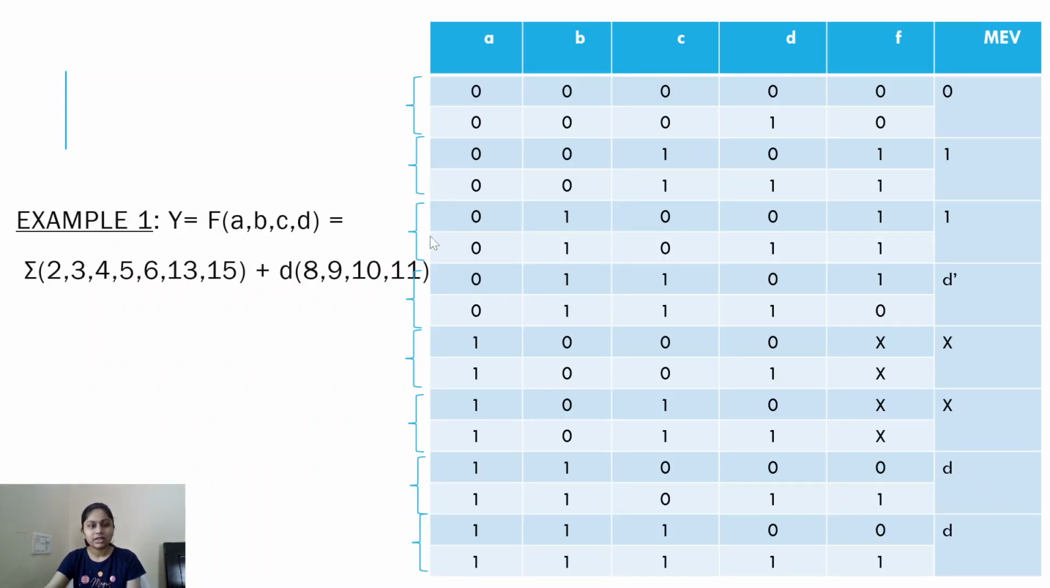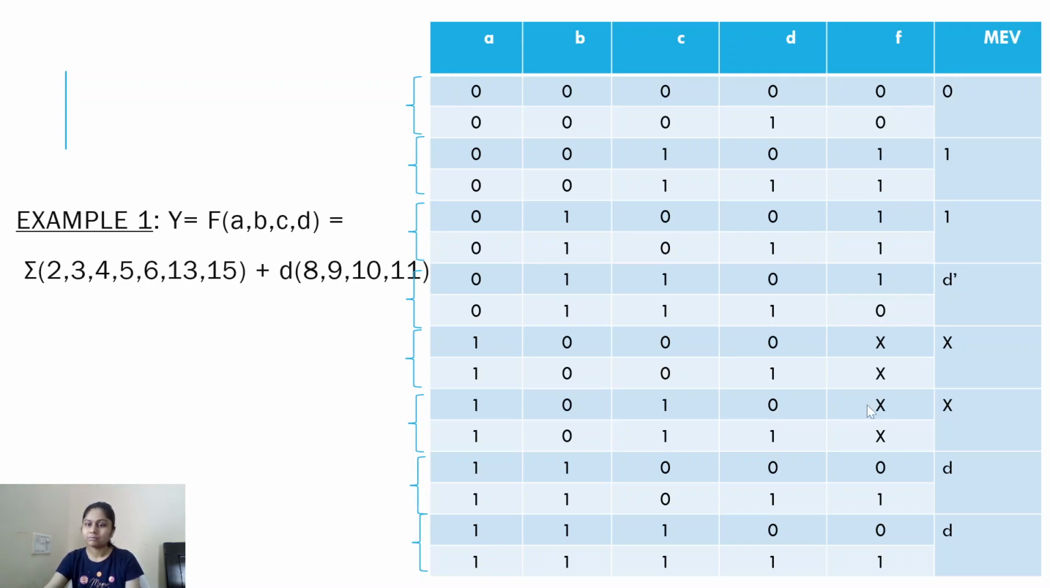Now we shall look at the first example. We have y is equal to f of a, b, c, d is equal to summation of minterms 2, 3, 4, 5, 6, 13, 15 plus the don't care terms 8, 9, 10 and 11. The first step is to construct a truth table for the given function. Since we have 4 variables a, b, c and d, we have 16 combinations ranging from 0 to 15.